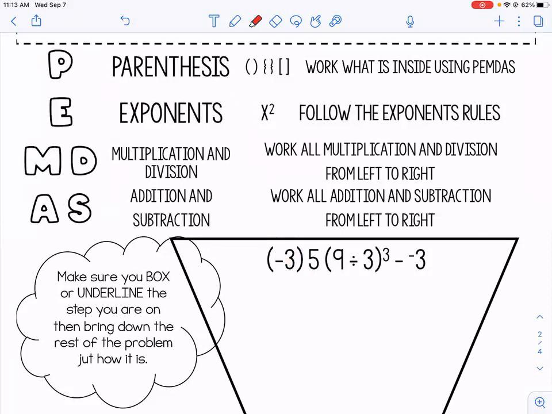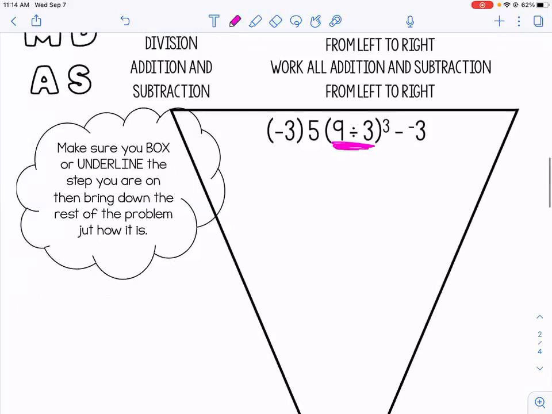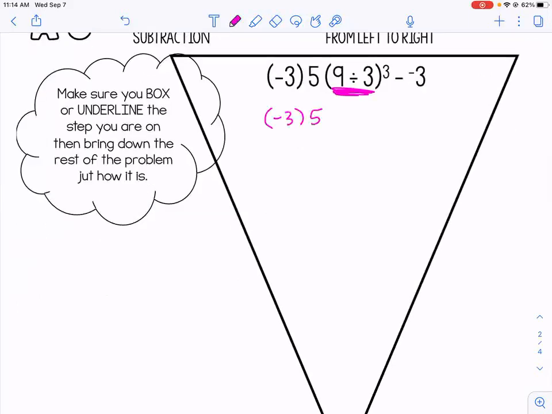Okay. Now, this right here, we have 9 divided by 3 inside the parentheses. When we talk about parentheses or our grouping symbols, we need to talk about it being inside. Okay. So we are going to do this first right here. 9 divided by 3. Which is what? Okay.